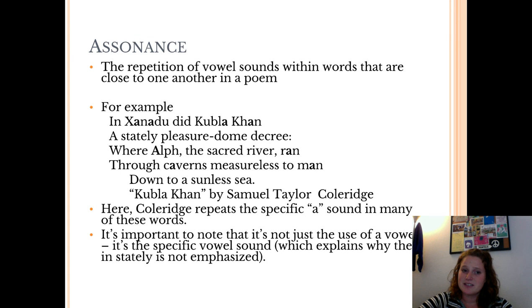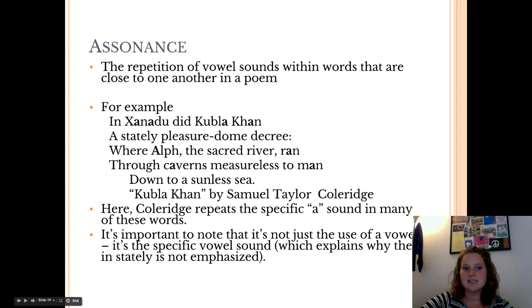However, the difference between alliteration and assonance is that assonance is the repetition of vowel sounds within words that are close to one another in a poem. This is pretty much directly the opposite of alliteration, even though it sounds kind of the same. It's talking about vowel sounds as opposed to consonant sounds, and this is within words rather than at the beginning.